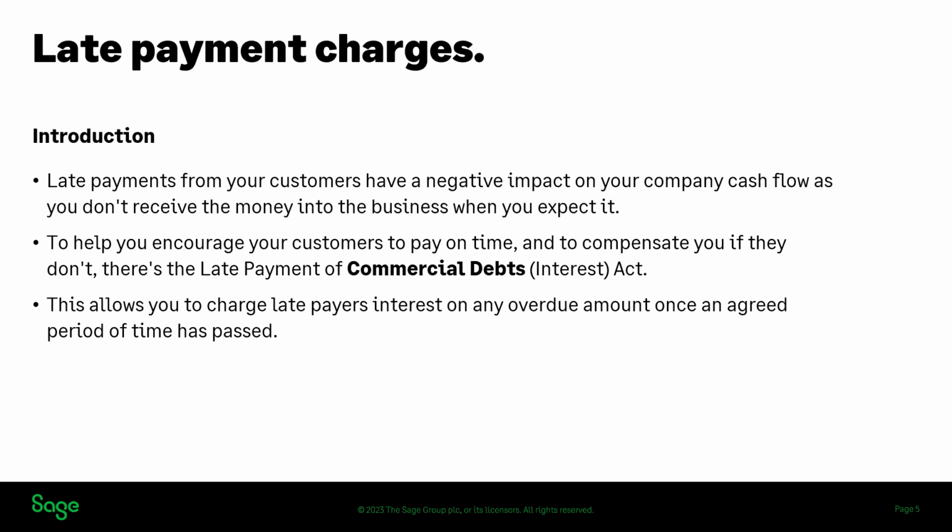Way back in 1998, the government introduced the Late Payment of Commercial Debts Interest Act, and it's been updated a couple of times since then. There was an update in 2002 and a further subsequent update in 2013. Now that's in the UK. If you're based in Ireland, there's the European Community's Late Payment on Commercial Transactions Regulation 2012, so around about the same time.